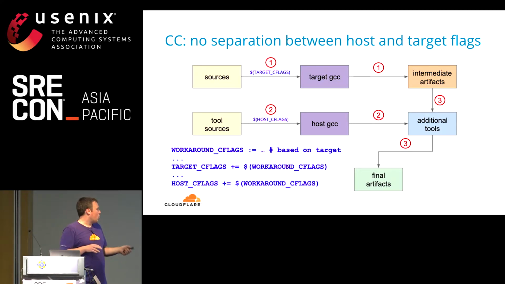So their problem was they're using these so-called workaround flags, which are determined automatically based on the target architecture, but they appended them to target C flags and host C flags. And when you try to compile this, you get this error: unrecognized flags.